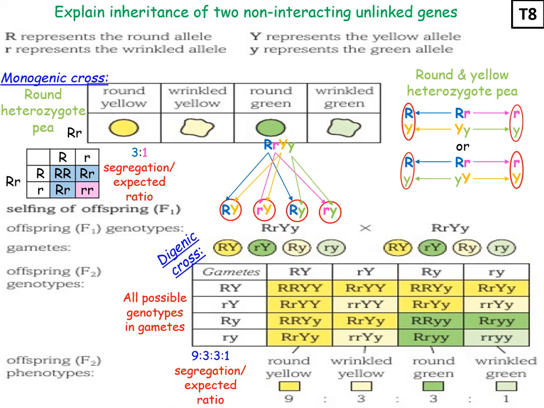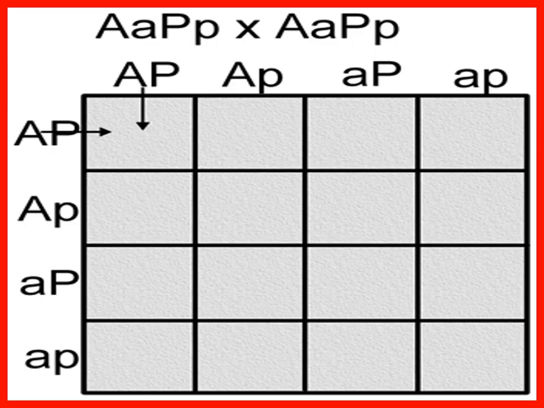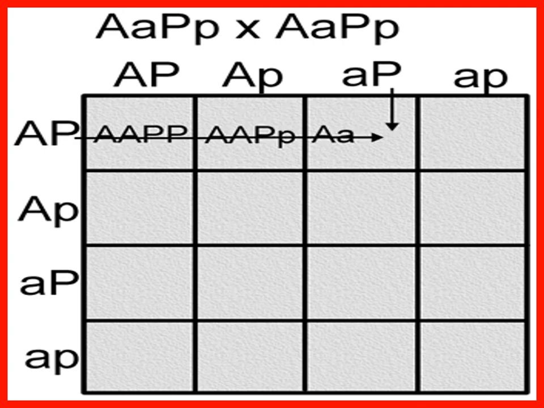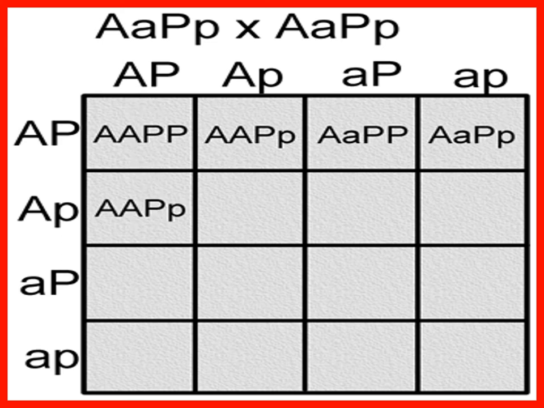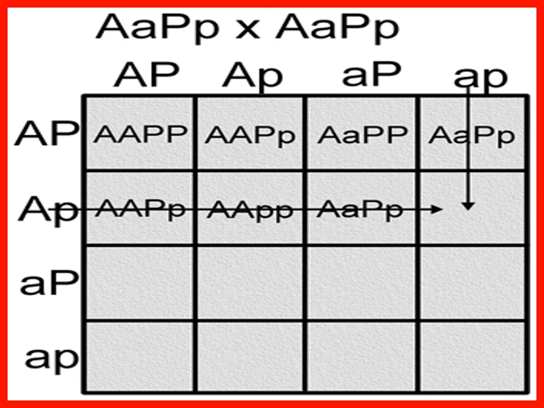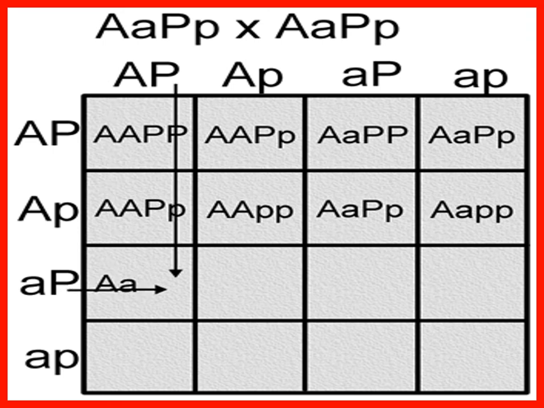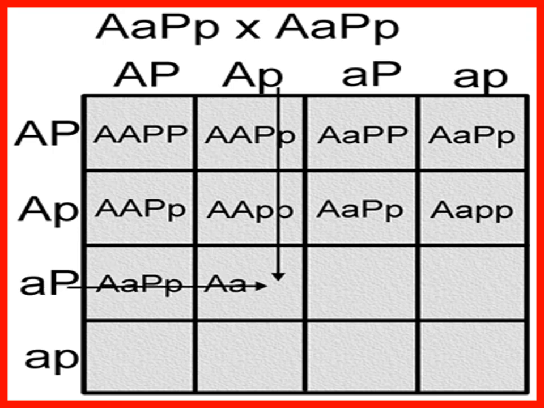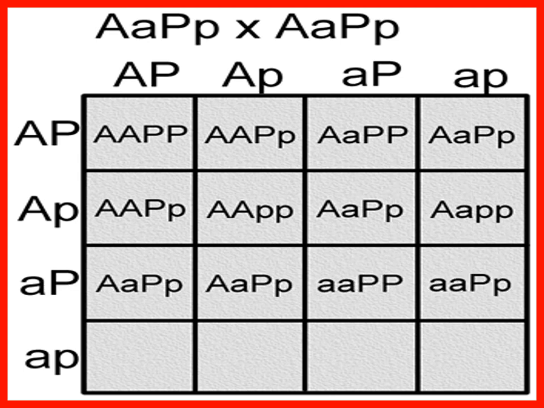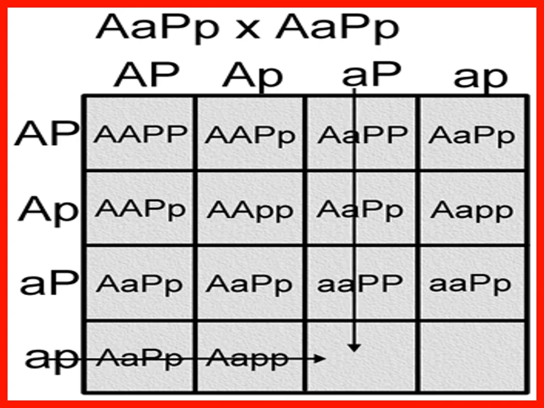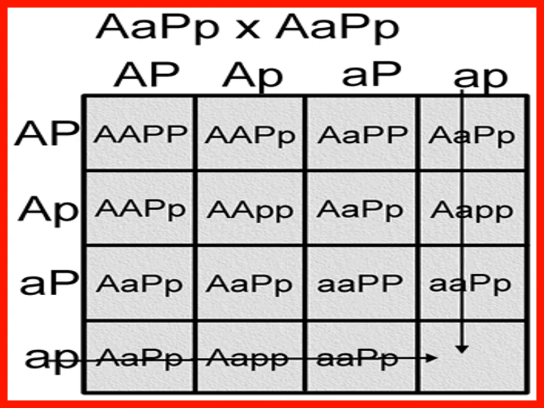So the segregation or expected ratio is always 9-3-3-1 when we've got inheritance of two non-interactive unlinked genes that are heterozygous for both parents. So how would you do these digenic crosses? It's always a good idea to do one of the genes first and then the other gene when you're looking at the fertilization. So in this case, it'd be a good idea to write the capital A or the lowercase a together first, and then you'd do the same for the other gene. And then you'd look at what is being expressed for all of those 16 probabilities, and the expected ratio is always 9-3-3-1 if both parents are heterozygous for both characteristics.